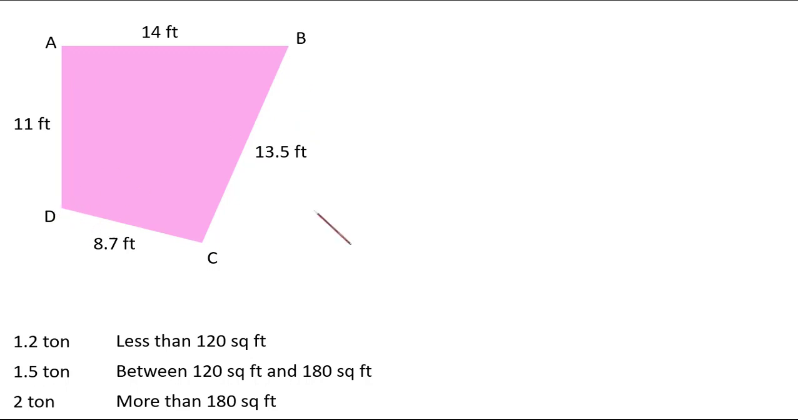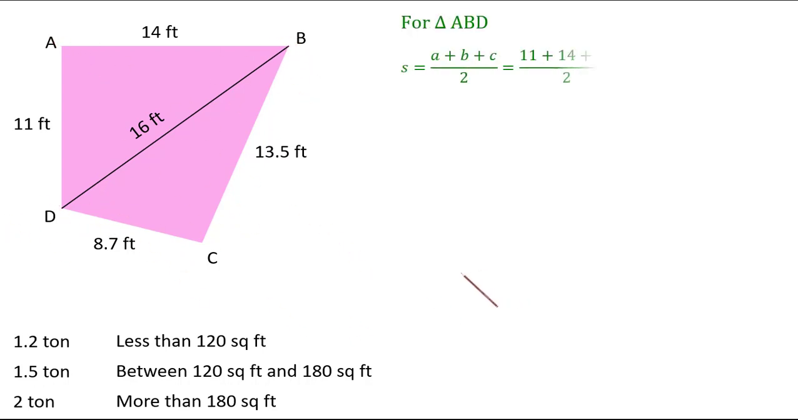Suppose you join BD and measure it to be 16 feet. You can measure this with the help of a measuring tape or a meter scale. Then now we have 2 triangles: one is triangle ABD and the other is triangle BCD. For triangle ABD, the 3 sides are 11, 14 and 16. We find the semi-perimeter to be 20.5.